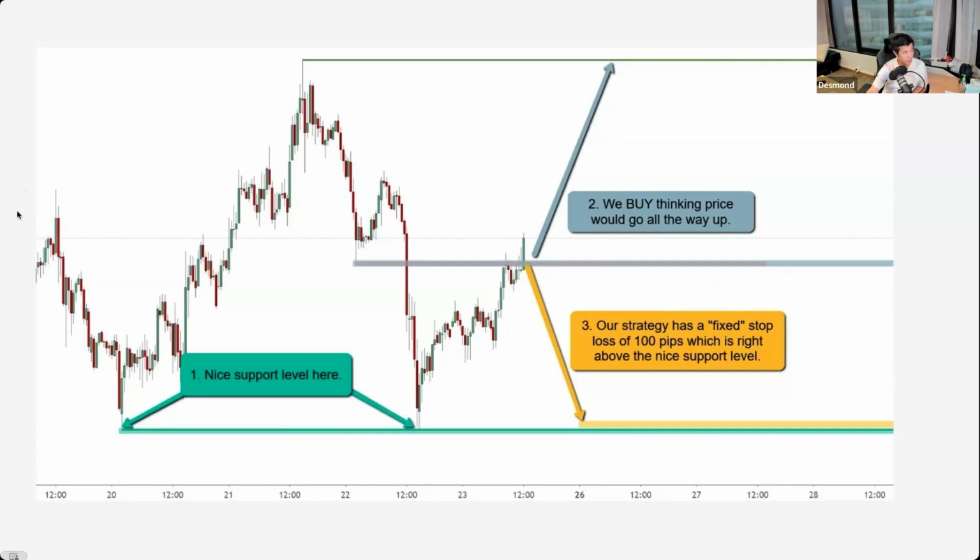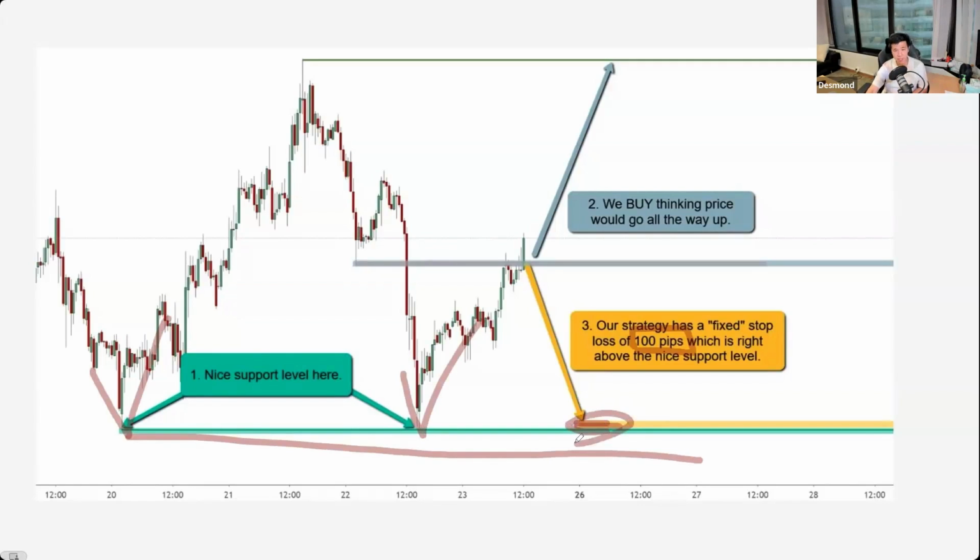Let's just say you have a 100 pip stop loss, right? And your stop loss lines up right about over here. This is a 100 pip stop loss, right? And your stop loss is right about here. That puts your stop loss right above this major swing low. This major swing low over here. You got your stop loss over here. Very dangerous, because you don't ever want to put your stop loss before a key level.